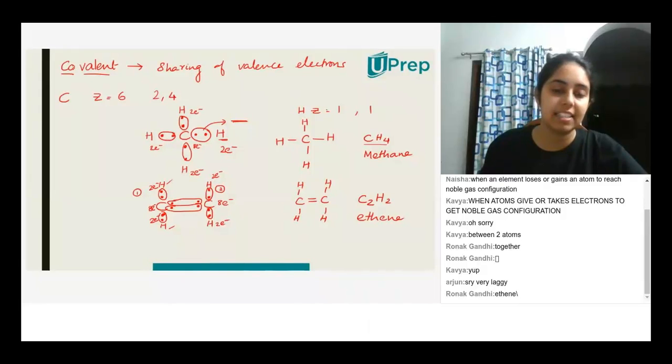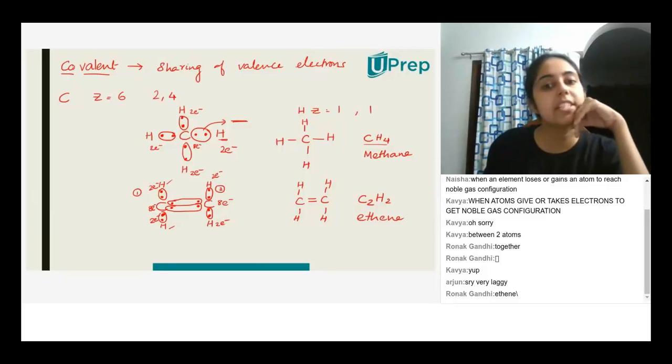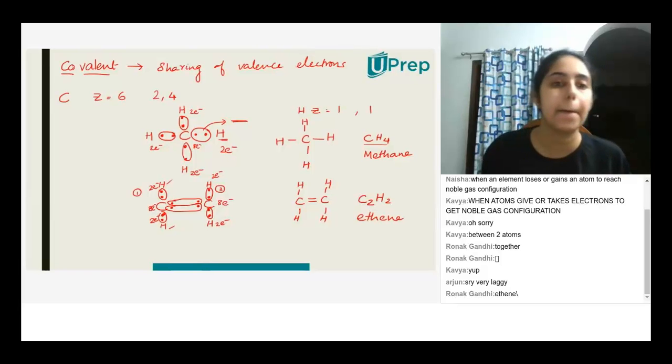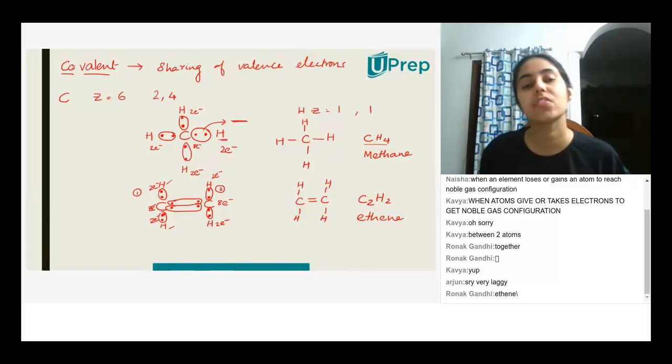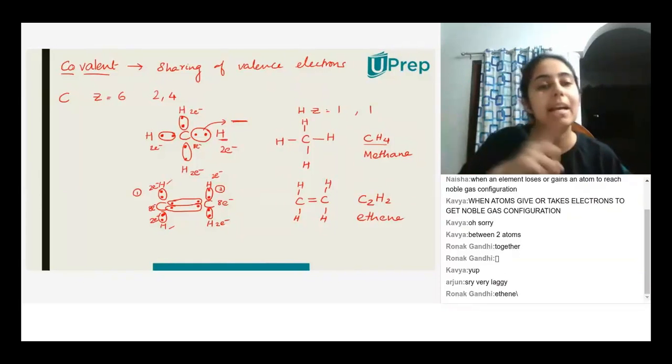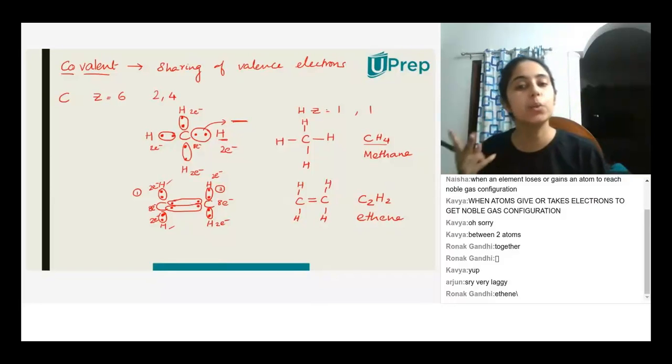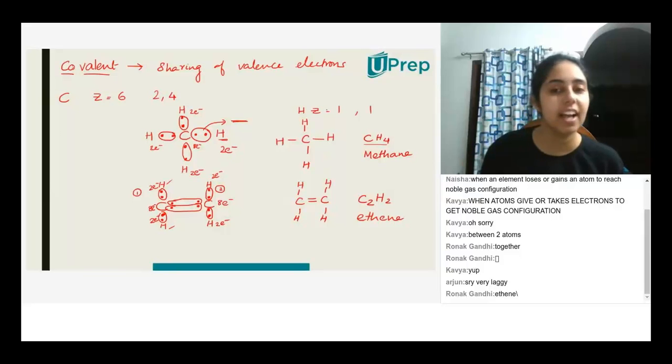Ma'am, why did you give 2 lines in between C? Because how many electrons are being shared between the 2 carbon atoms? 2. How many? Are there 2 or 4? 4. 4 electrons are being shared, right? Yes, ma'am. Each electron pair is represented by a line. So that is why there are two lines. Yes, ma'am. Okay, all right.